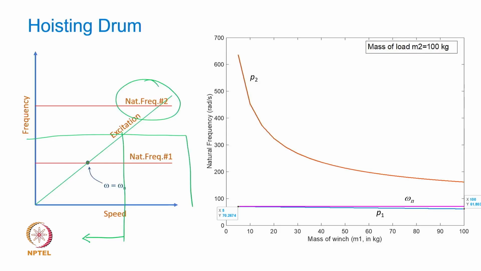So now, suppose your second natural frequency is here and your operating speed is going to be here. Then obviously there will be two critical speeds to cross, and the second natural frequency estimation is essential, which means that you have to take the second mass and increase your degrees of freedom from 1 to 2.